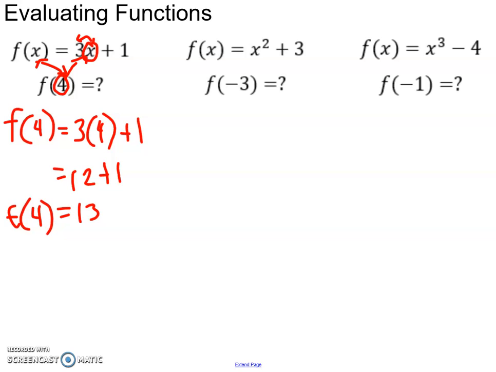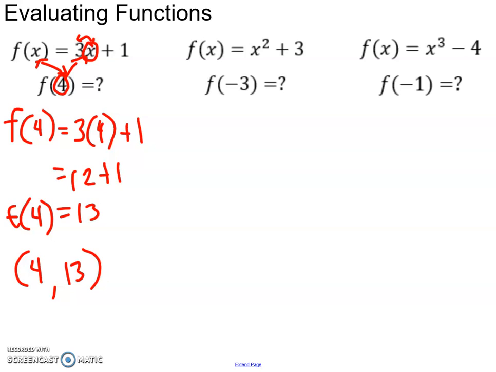That is what we're doing when we evaluate functions. We're saying that when x is 4, y is 13. It gives us an ordered point, lets us know where we're at on this function. That's what we're doing.